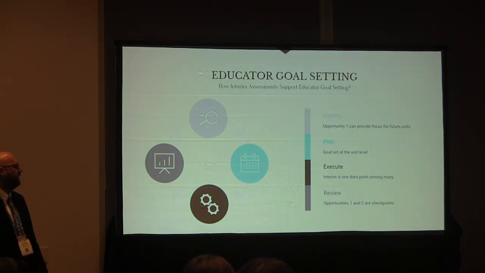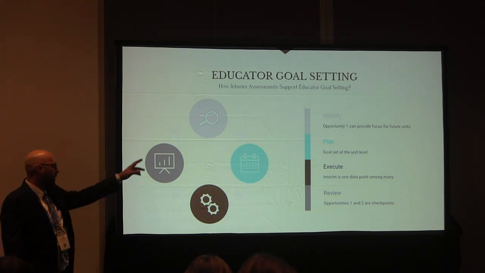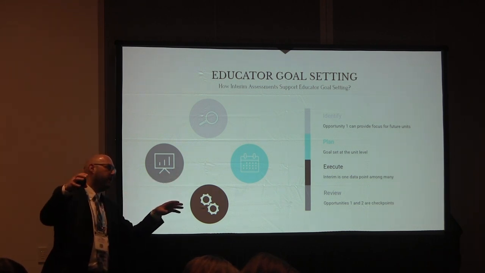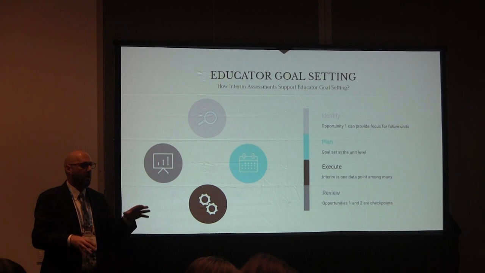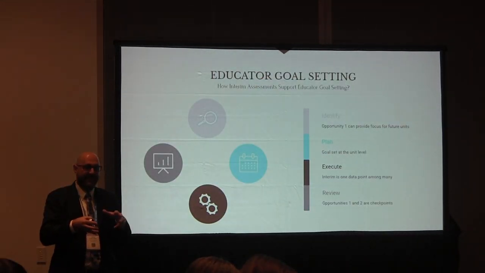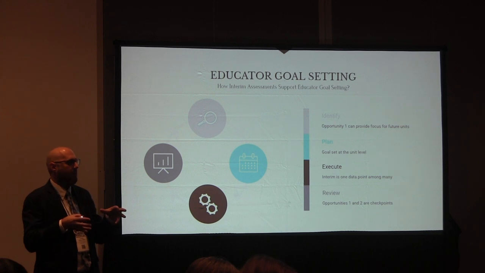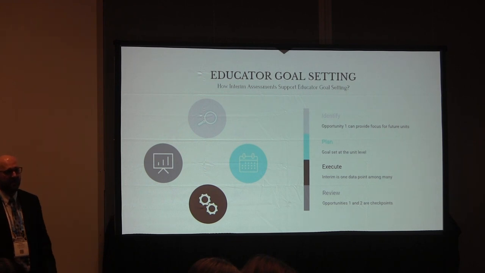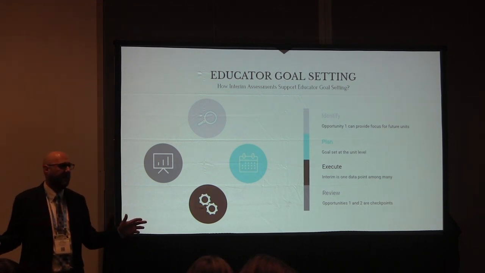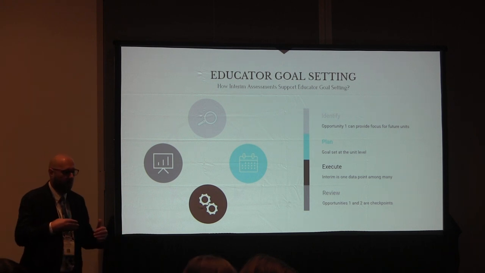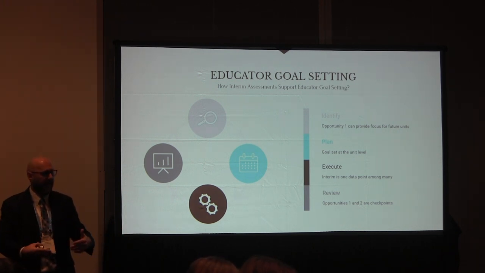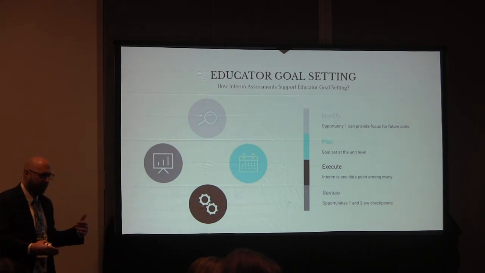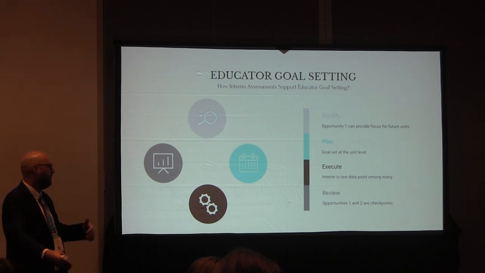The educator goal setting looks very similar to the student. We're using opportunity one to provide focus for future units. We're looking at that class aggregate or student aggregate, and we're figuring out where are the greatest needs, where are the biggest gaps, and how am I going to design my lessons to meet those needs. We're planning just at the unit level, so I'm not looking at the whole interim assessment as soon as I get it back. I'm thinking, what am I planning for now? Those are the items that I'm going to focus on. And then when we get to the next unit, the unit after that, I'll go back to the interim, find a few more items, and move forward.